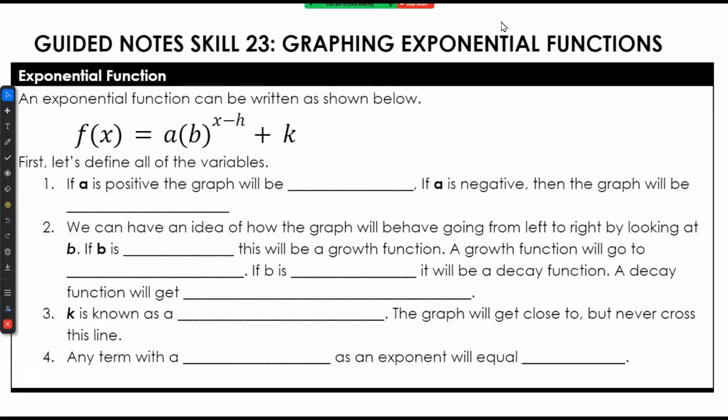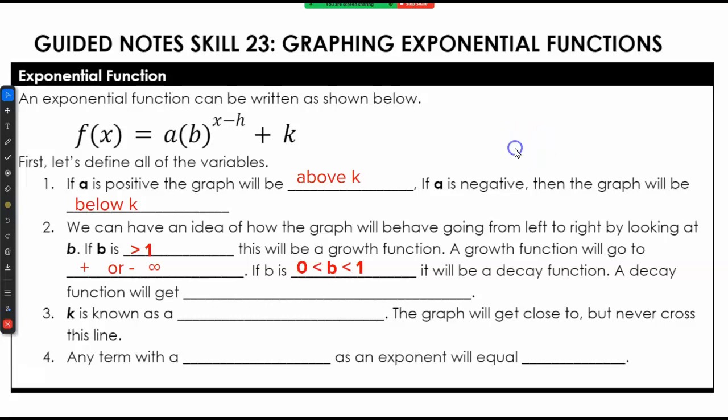So if a is positive, so if the number in front of the parentheses here is positive, the graph will be above k. If a is negative, then the graph will be below k. We can have an idea of how the graph will behave going from left to right by looking at b. If b is greater than 1, it will be a growth function, meaning the numbers will get bigger and bigger and bigger. A growth function will go to positive or negative infinity. It's either going to go up or down to infinity.